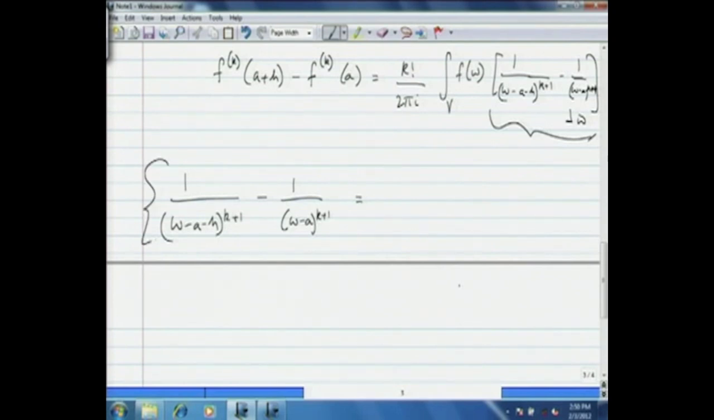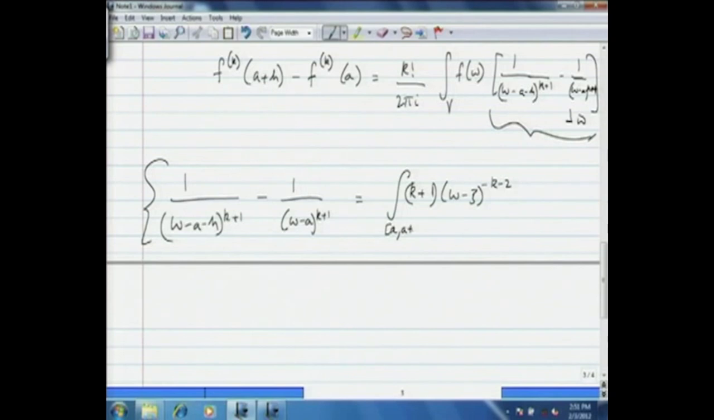This expression can be thought of as k plus 1 times w minus zeta power minus k minus 2, integrated over the straight line connecting a and a plus h, d zeta. That is the notation for the straight line connecting a and a plus h. So, recall the fundamental theorem of calculus. This is the use of the fundamental theorem of calculus in the opposite direction.